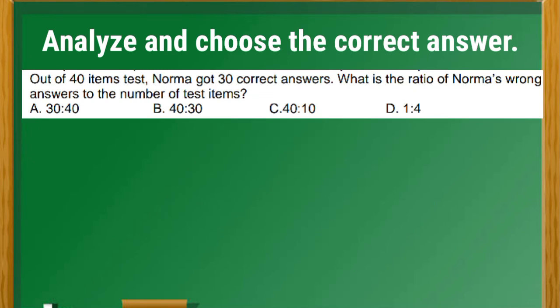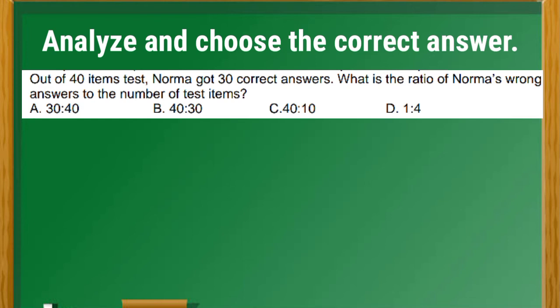Out of a 40-item test, Norma got 30 correct answers. What is the ratio of Norma's wrong answers to the number of test items? Sometimes we are so careless in answering some mathematical problems. We are very much confident of the given facts, but always remember to think of what is asked in the problem. As you can see here, the given quantities are a 40-item test and 30 correct answers. But what is asked in the problem is the ratio of Norma's wrong answers to the number of test items.